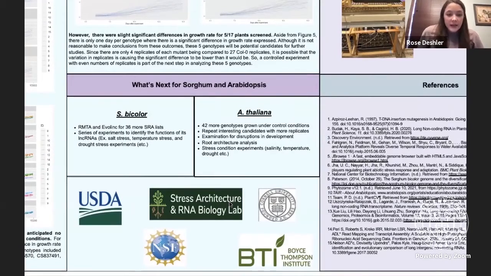I'd like to talk about what's next for this experiment as well. In sorghum, the rest of the sequencing data is going to continue to run through RMTA and EvoLink. Then the lab will continue to run a series of experiments to hopefully identify the functions of its lincRNAs, and also run them through stress experiments. For Arabidopsis, there are going to be about 42 more genotypes grown under controlled conditions. Then, as I said, we will repeat this with the interesting candidates and examine them for any disruptions in development.